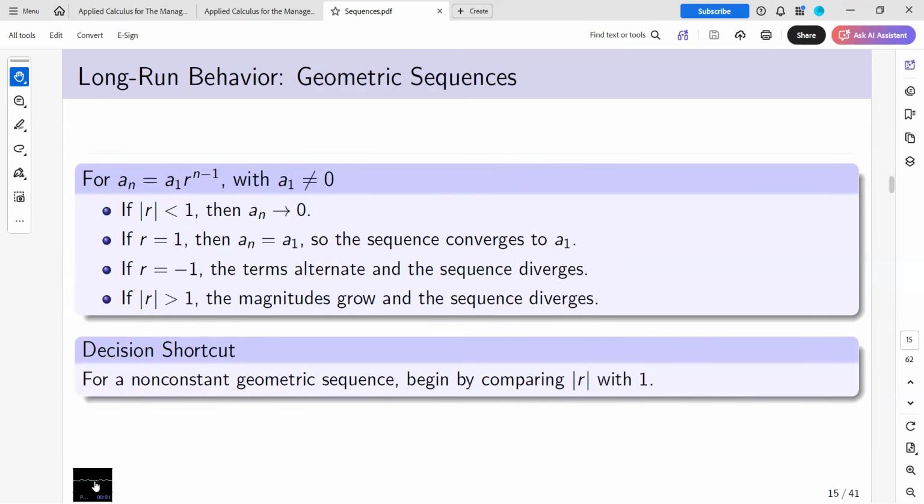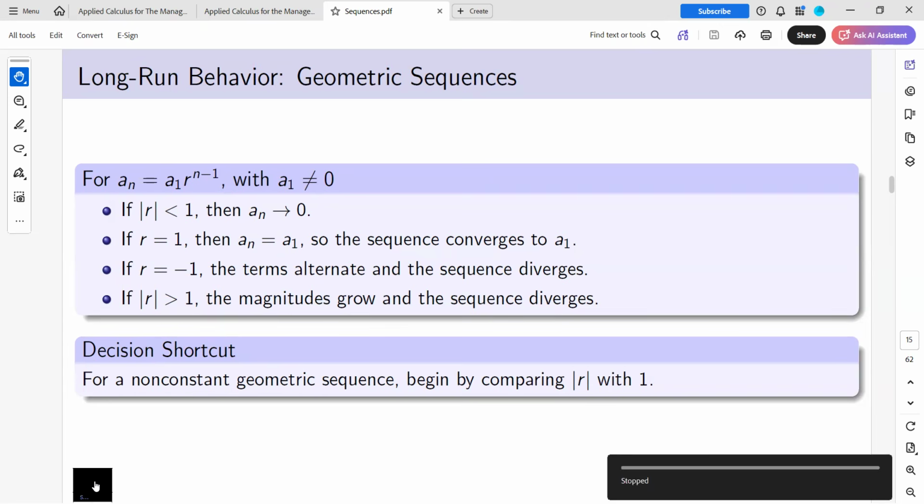The absolute value of the ratio controls the size of the terms. Ratios with magnitude below 1 shrink toward 0, while ratios above 1 grow. Negative ratios add dramatic alternating signs, because apparently magnitude alone was not exciting enough.